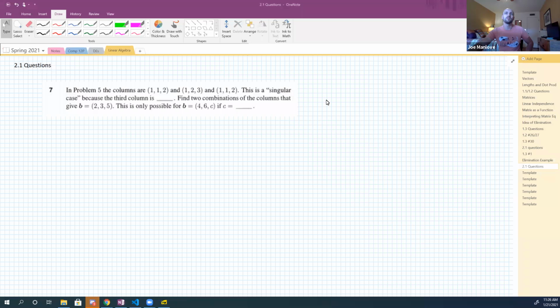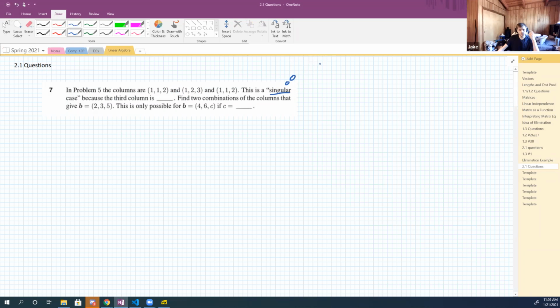All right, so let's talk through 2.1, number 7. In problem 5, we had some stuff. And then they're saying this is a singular case. So I think the question was, what does this word singular mean? Is that more or less right? Yeah, just what's meant by singular case.